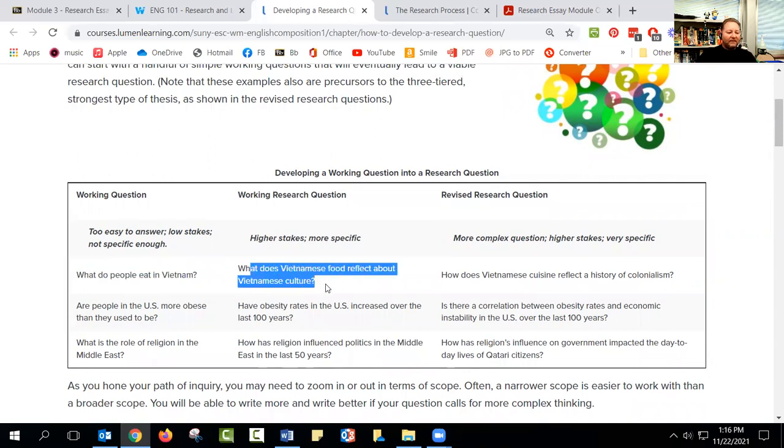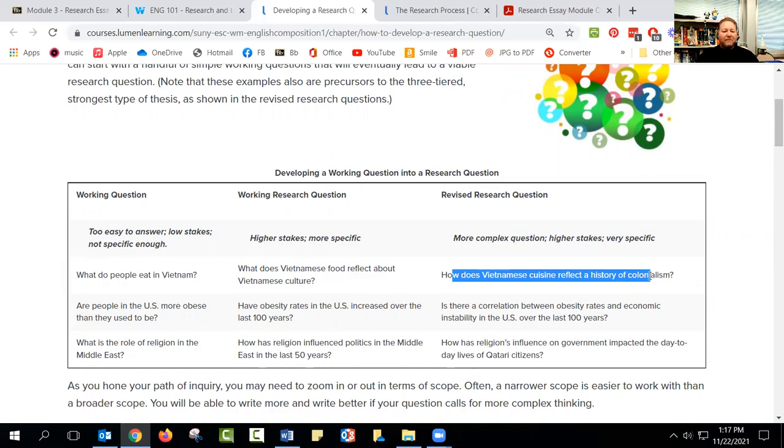Oh, okay. So that's better. And people might care about that, but it still might be too broad. It might be too much for a 5 to 7 page essay. There we go. Right. And do that same kind of thing with your research question. It's really going to help you. And the sooner you do this, the easier the rest of the essay is going to be.